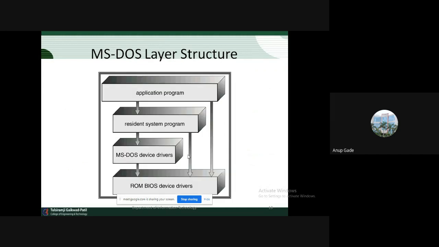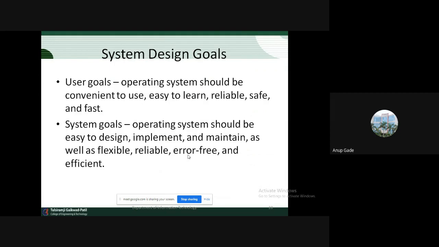So at the base, we have the ROM BIOS device drivers, then we have the MS-DOS device drivers, then the resident system program, and above we have an application program. These application programs can communicate with the ROM BIOS, and the resident system program can also communicate with the ROM BIOS, and at the same time your MS-DOS device drivers are also communicating and interacting with the device drivers. So that's why we say that it has not been well designed in some parameters.